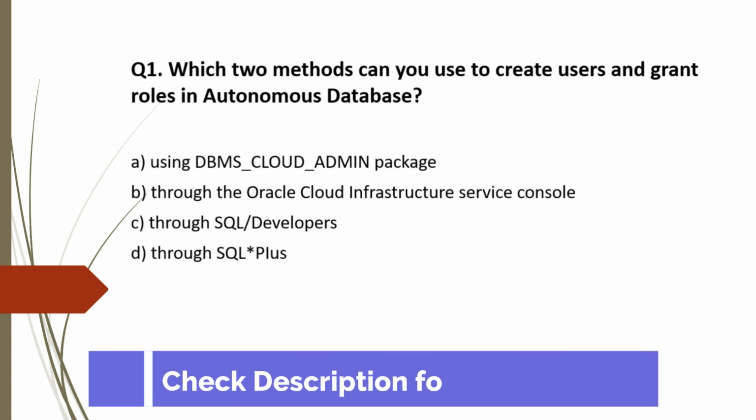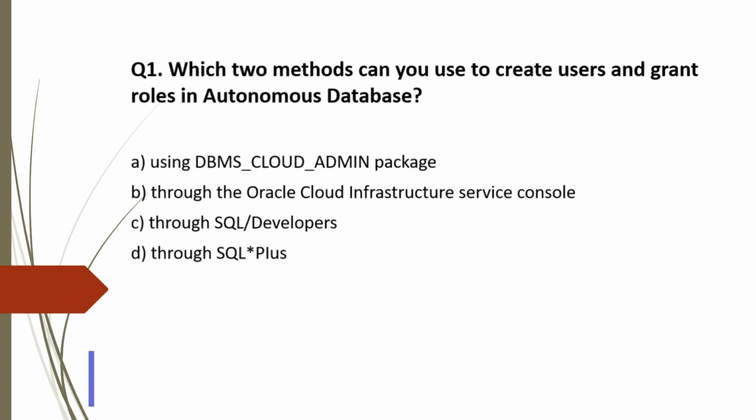Option A, using DBMS Cloud Admin Package. This is incorrect. We cannot connect to autonomous database using DBMS Cloud Admin Package. Option B is also incorrect. We cannot connect to autonomous database using OCI Service Console. Option C, through SQL Developer. Yes, this is correct. We just saw how to do that. Option D, through SQL Plus. Yes, this is also correct. We can use SQL Plus command to connect to our autonomous database. So the correct answers for question 1 are option C and option D.